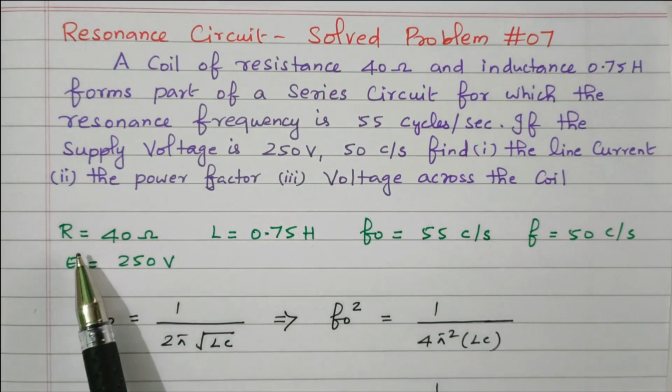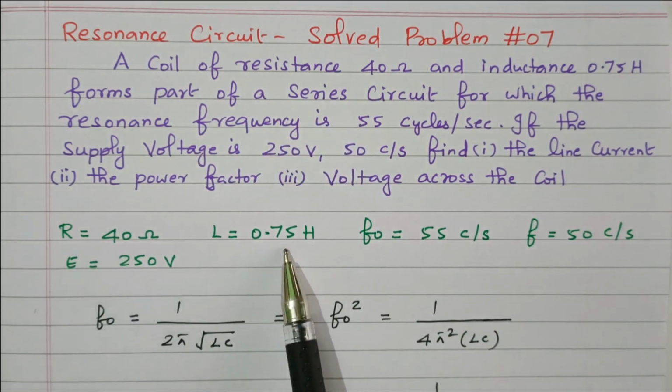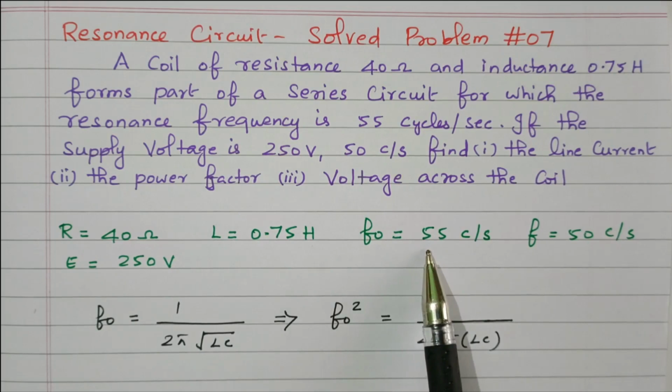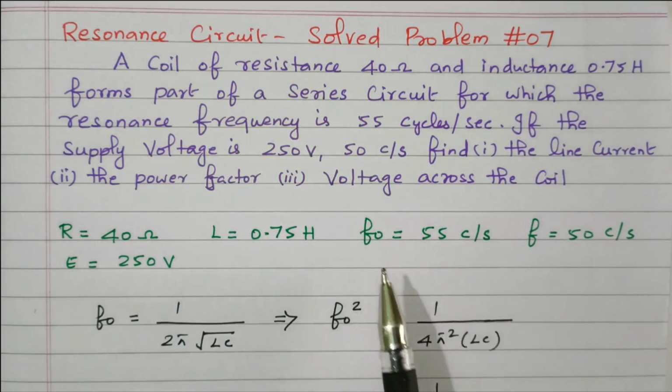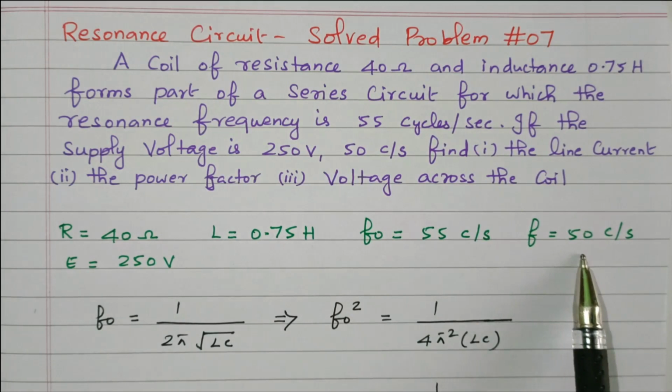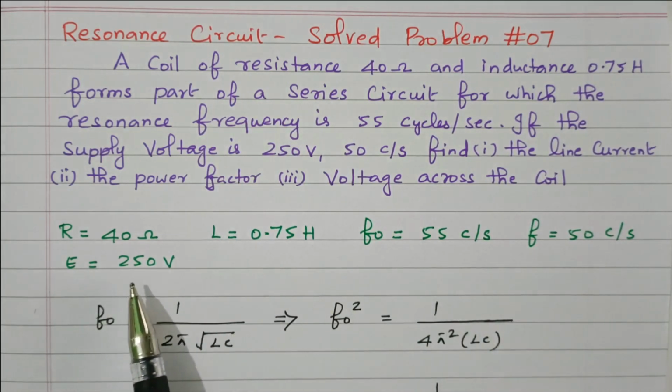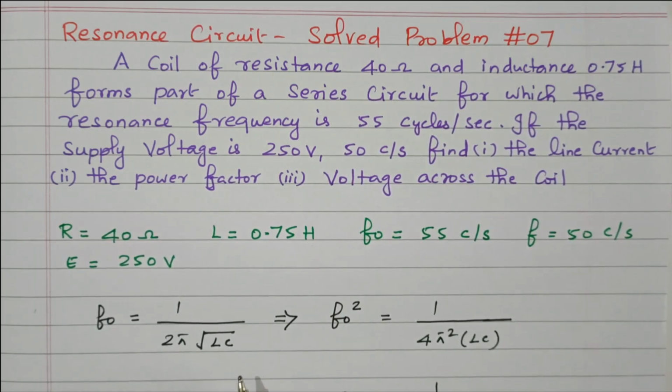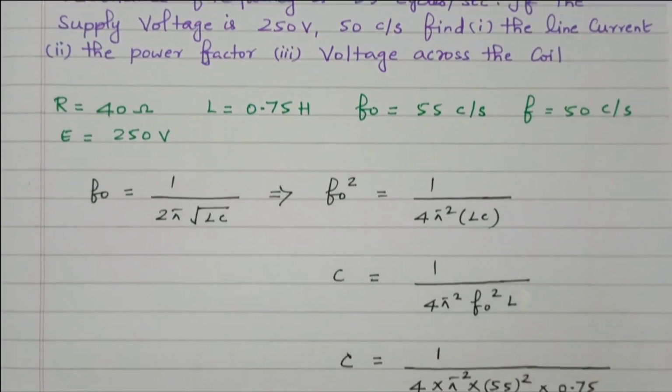So the given data: R equal to 40 ohm, L equal to 0.75 Henry, F naught equal to 55 cycles per second, the resonant frequency. The supply frequency is 50 cycles per second, and the applied voltage is 250 volts. Now from this given resonant frequency, we know the formula F naught equal to 1 divided by 2 pi square root of LC. Squaring both sides, F naught square equal to 1 divided by 4 pi square LC. Now from this we can find the C value.